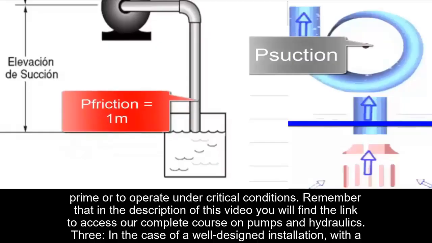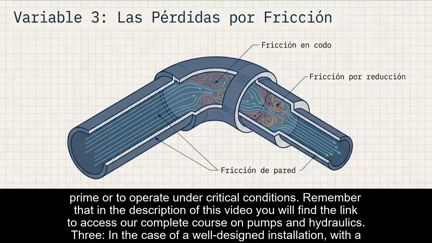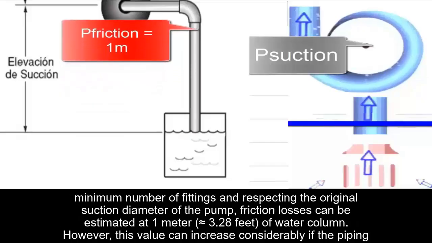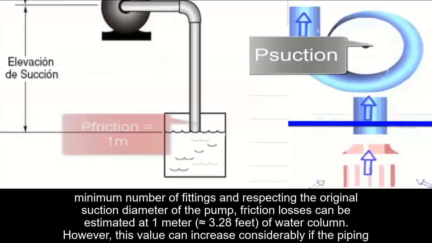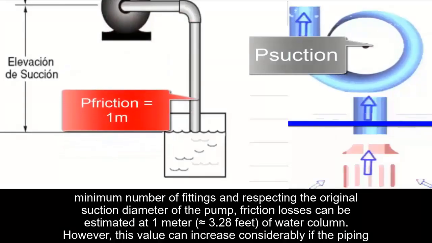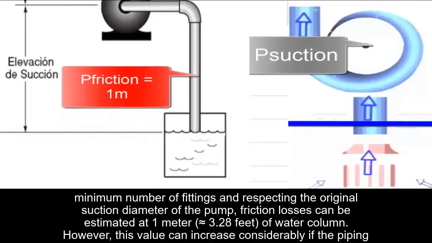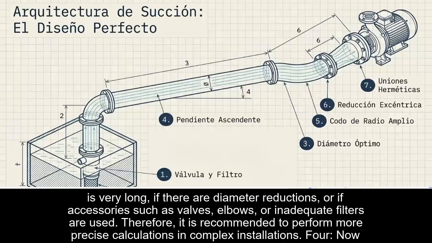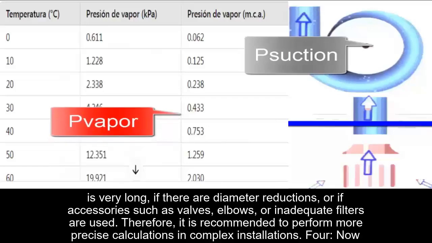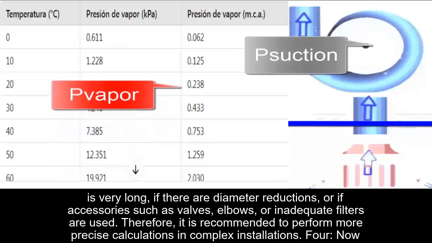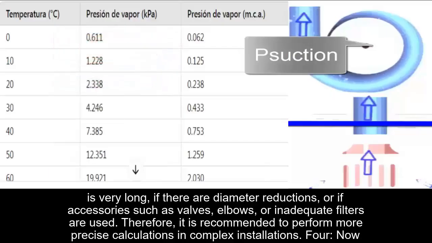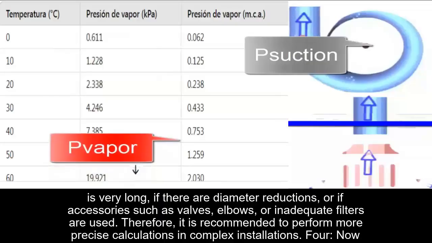3. In the case of a well-designed installation with a minimum number of fittings and respecting the original suction diameter of the pump, friction losses can be estimated at 1 meter of water column, approximately 3.28 feet. However, this value can increase considerably if the piping is very long, if diameter reductions are used, or if accessories such as valves, elbows, or inadequate filters are used. Therefore, it is recommended to perform more precise calculations in complex installations.